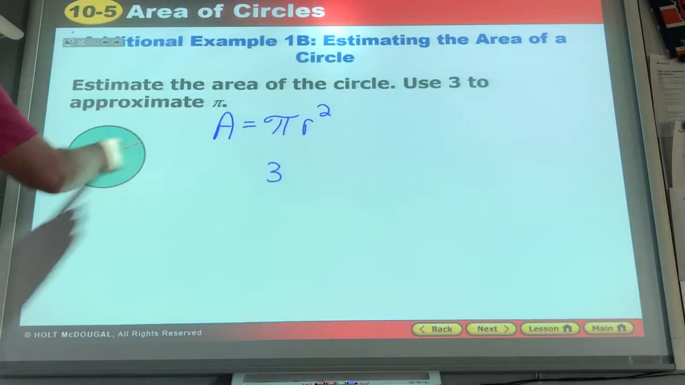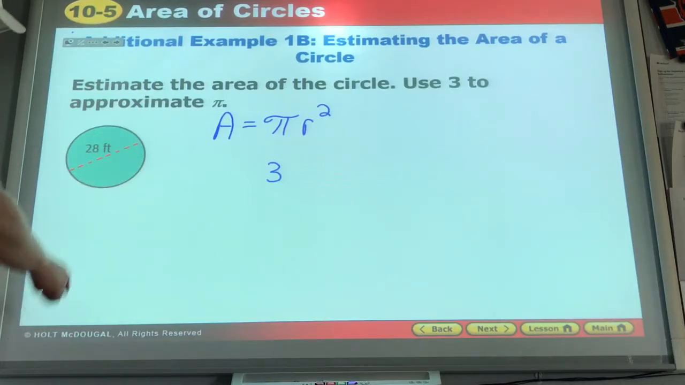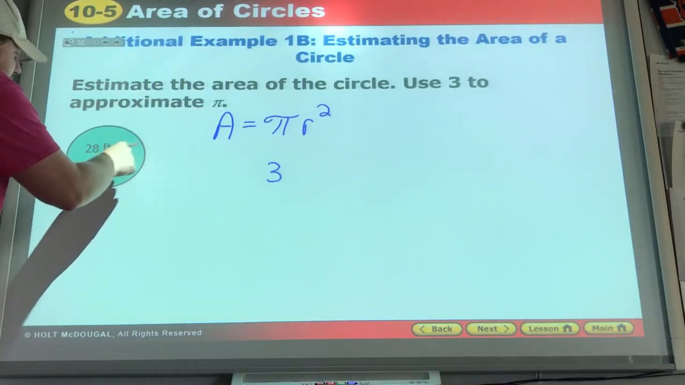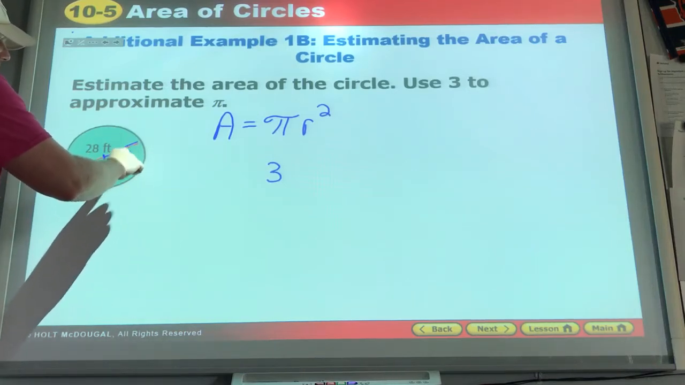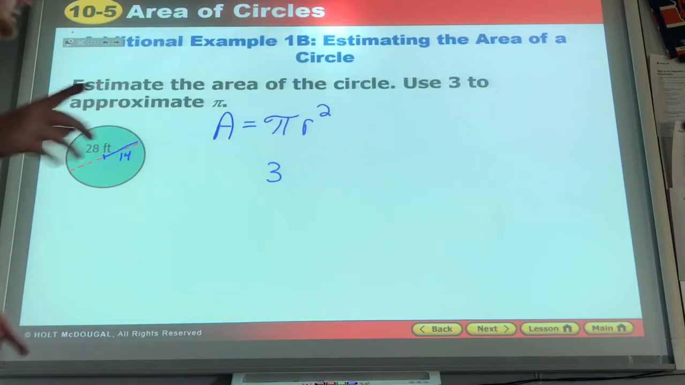28 goes all the way across. I'm not interested in that. I only want to know what goes halfway. Oh, if 28's the whole way, half of the way is 14. Use the right numbers. It makes life easier.